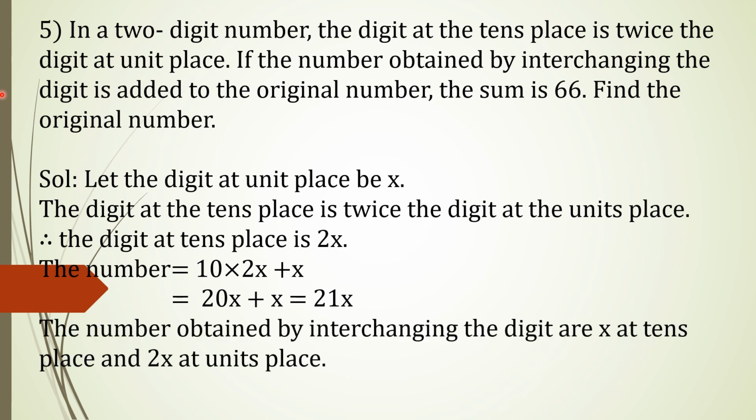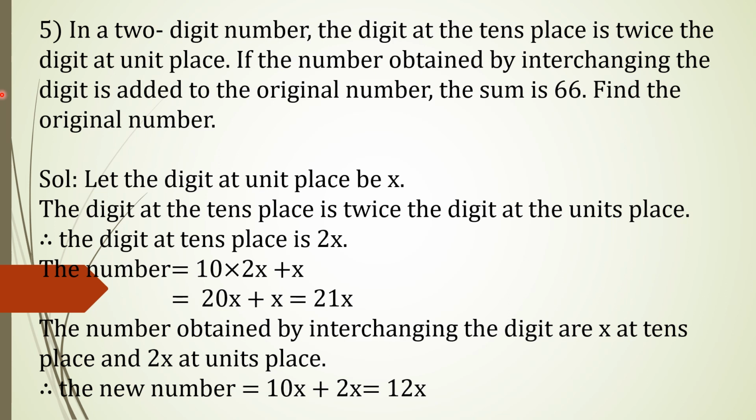Now, the next part: the number obtained by interchanging the digits. So the number obtained by interchanging the digits has x at tens place and 2x at unit place. The new number formed will have x at tens place, so it will become 10x plus 2x in unit place. So the number you will get is 12x. 10x plus 2x you will get 12x.